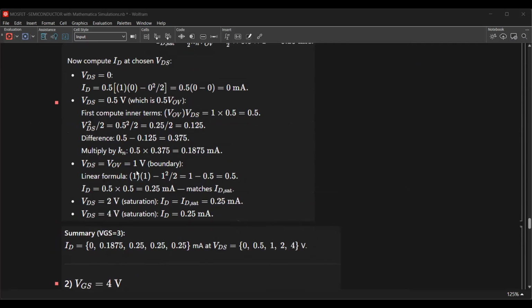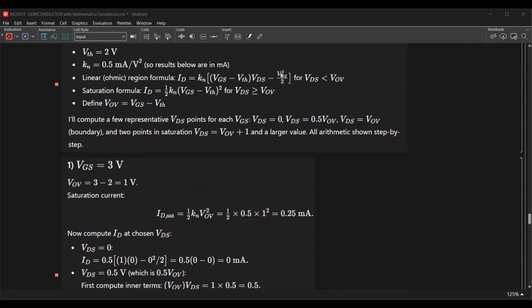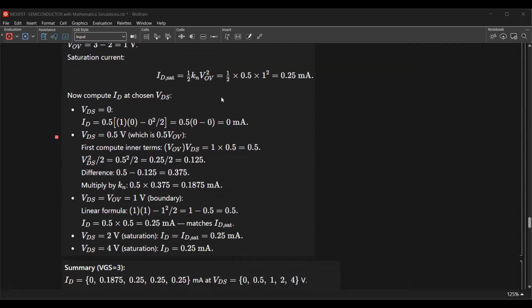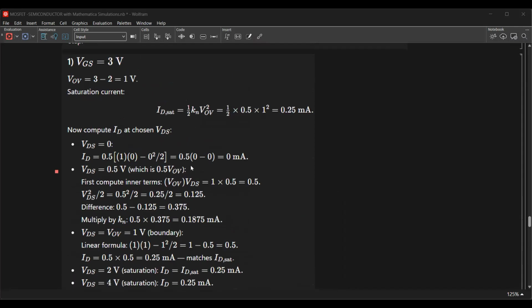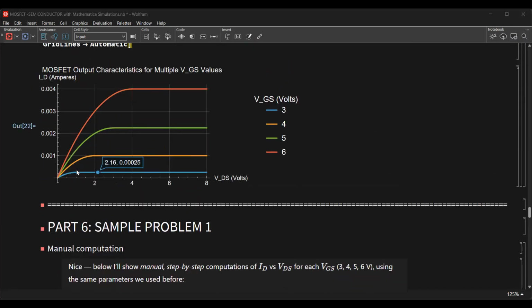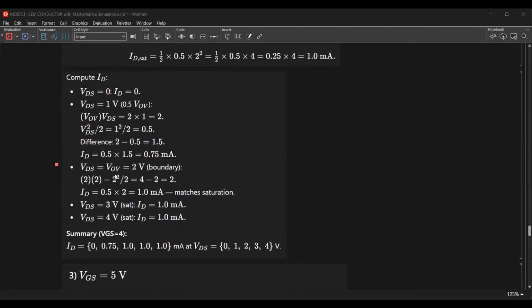So here, for the linear region formula, we use this formula. So we just substitute here. Then this is for the saturation. So the boundary here is equal to 0.25 milliampere. So if the VDS is equal to 1 here, this is approximately equal to 0.25 milliampere.